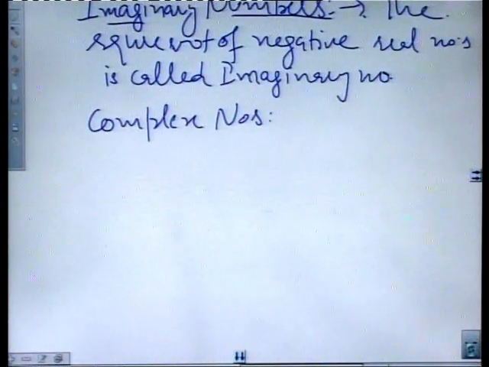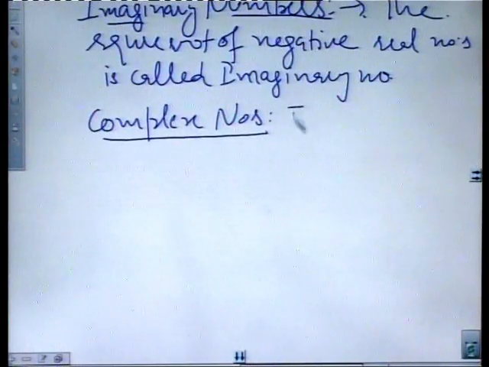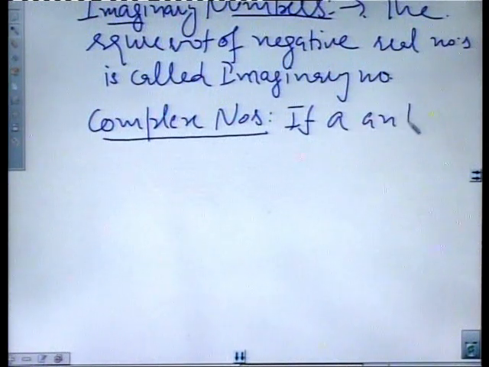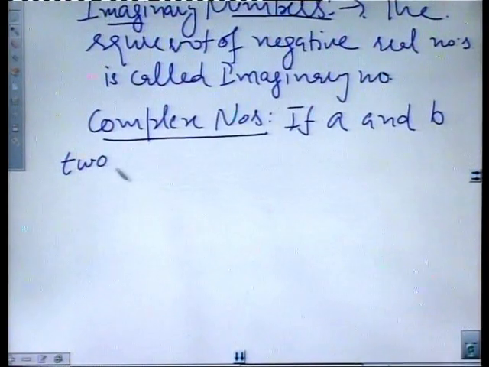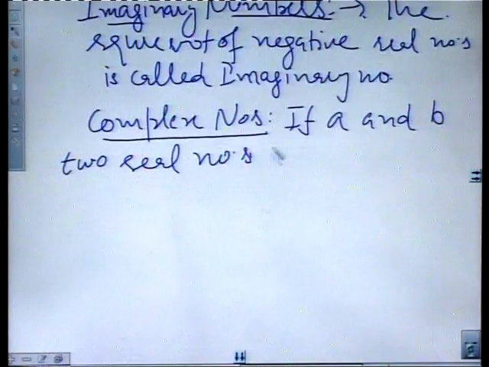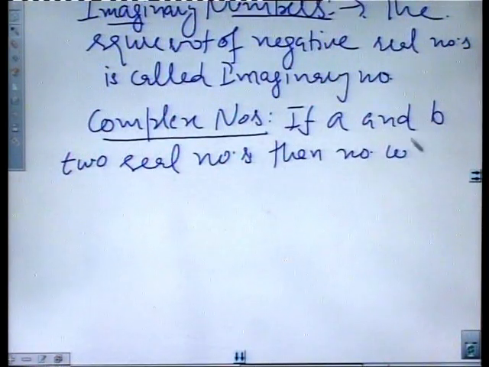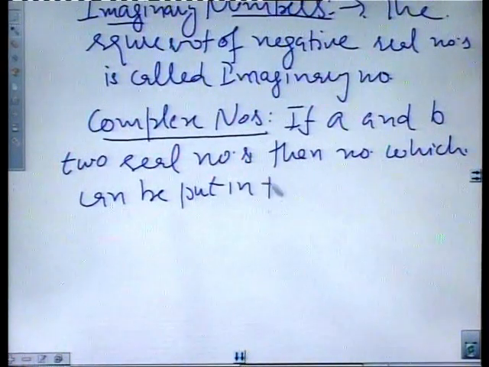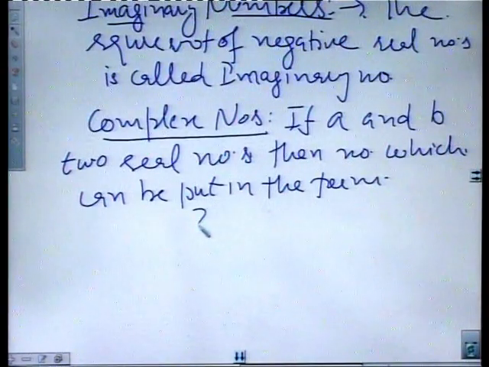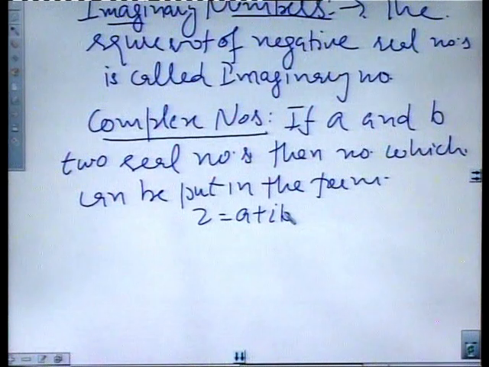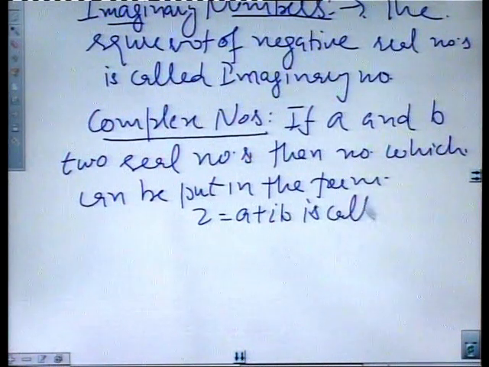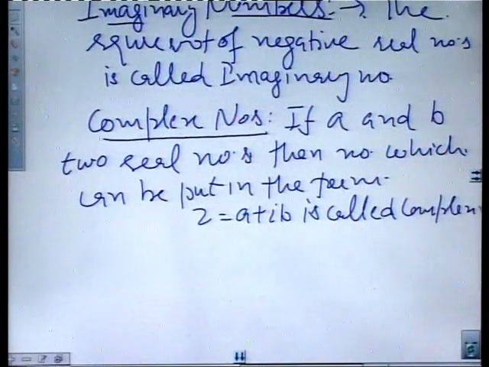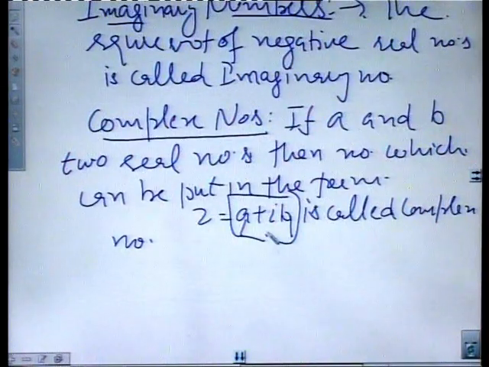Now we first define what is a complex number. If you take A and B, two real numbers, then a number which can be put in the form A plus iota B is called a complex number, where A is real, B is real. So, a number which can be put in this form A plus iota B is called a complex number.